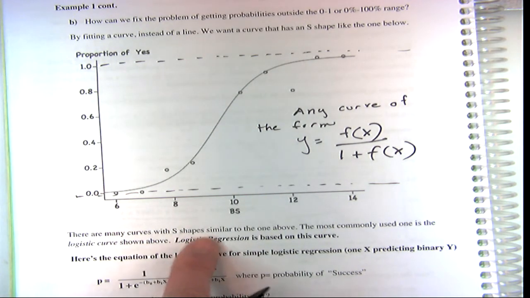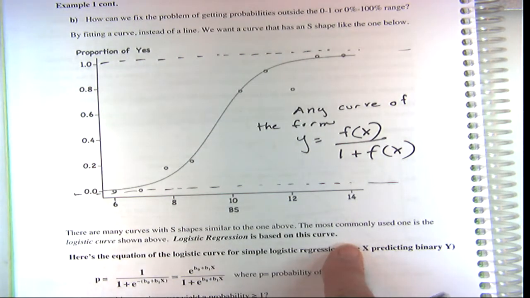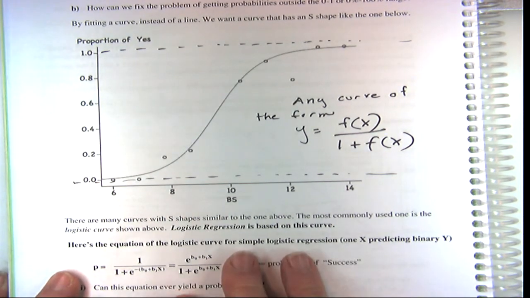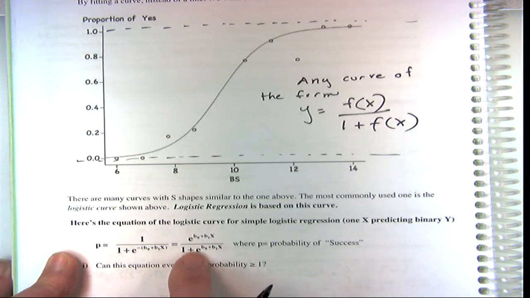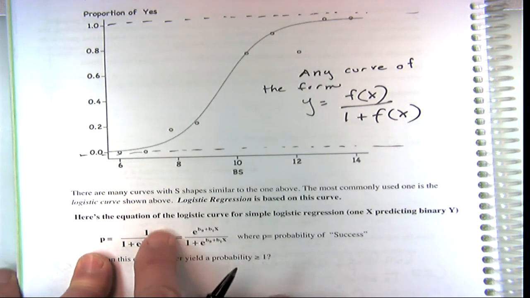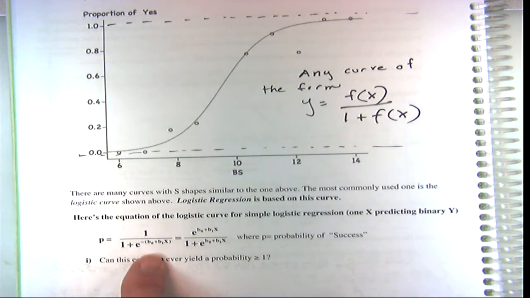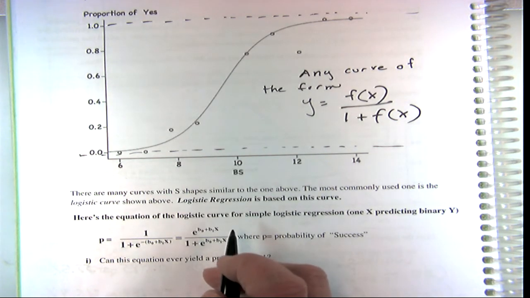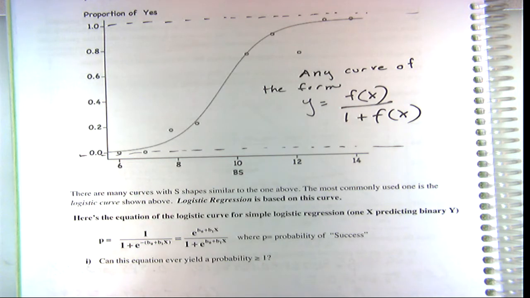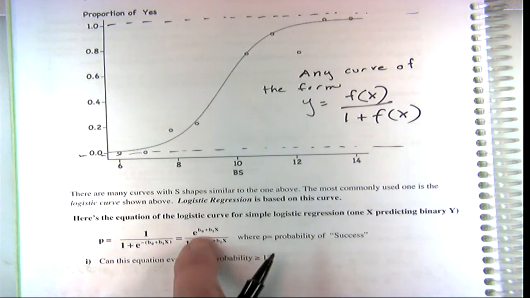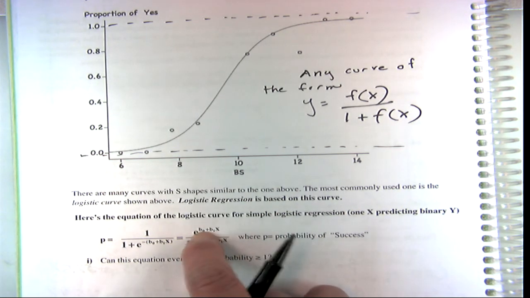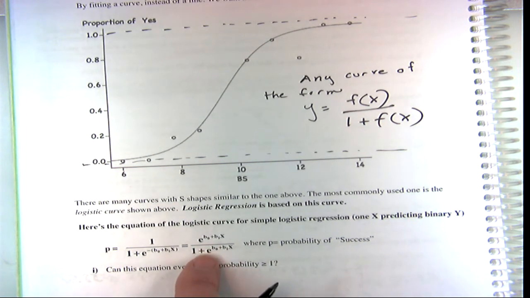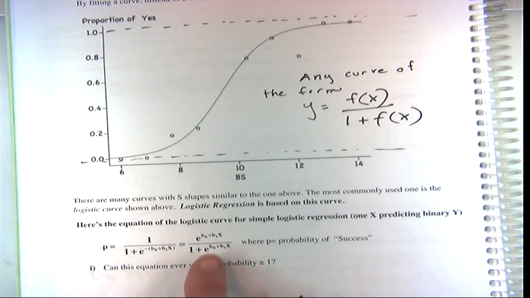There are many S-shaped curves similar to this one, and the most commonly used one for this is the logistic curve. We'll explain why it's commonly used, but this is what it looks like. It's of this form, where the probability of success is e to some linear function of your x's, over 1 plus that. We only have one x. We're going to do multiple regression just the way we did with ordinary least squares regression, fitting a line. But it's going to be linear in the exponents here. Today we're just going to start with a single x predictor, biological science score. We'll later add more predictors.